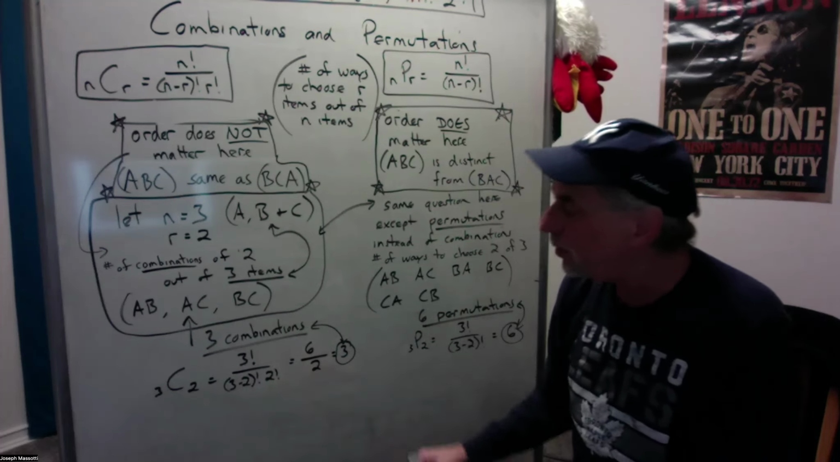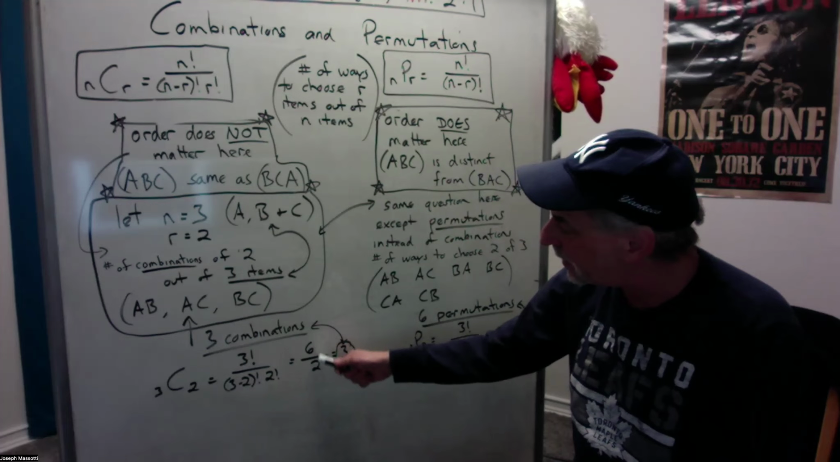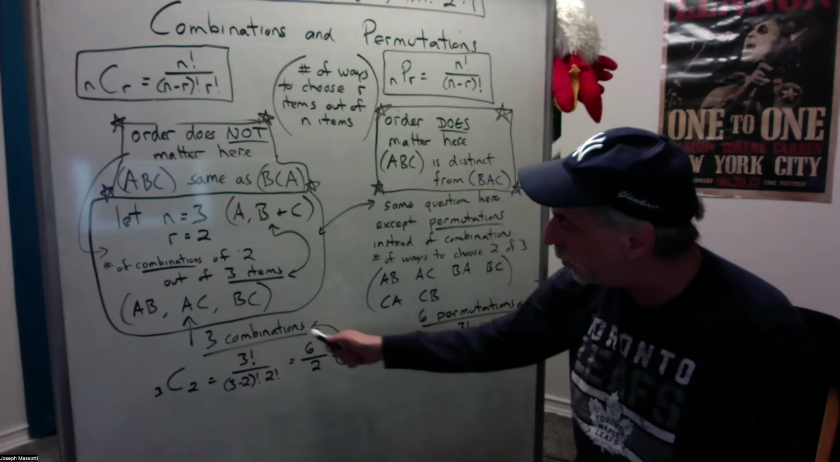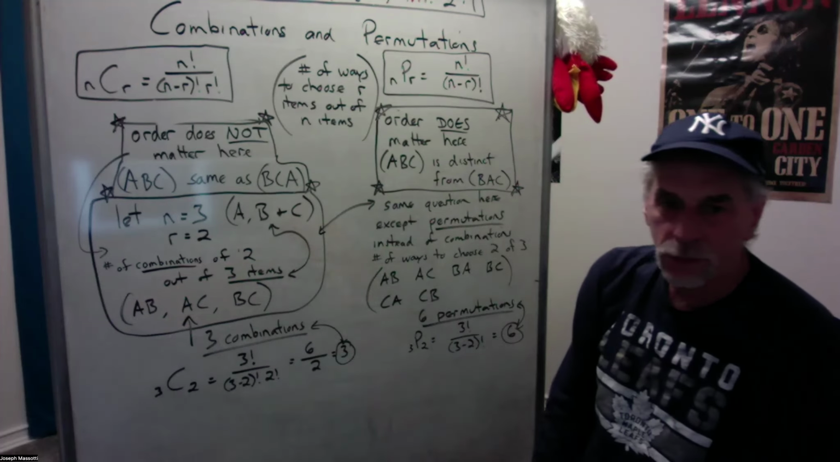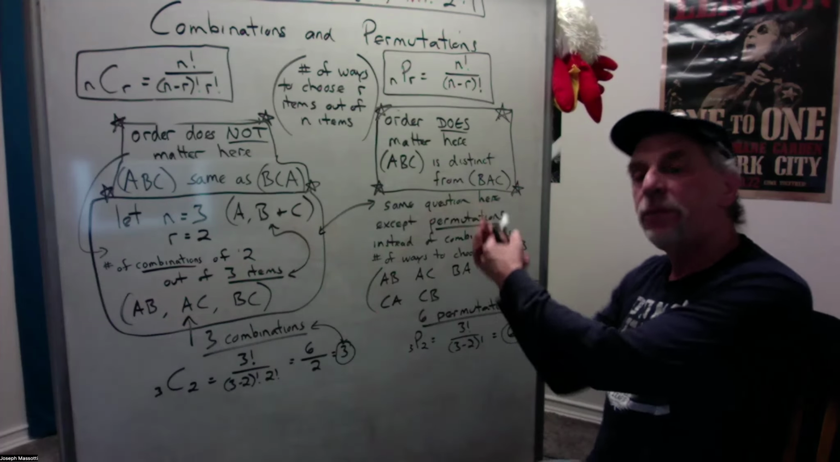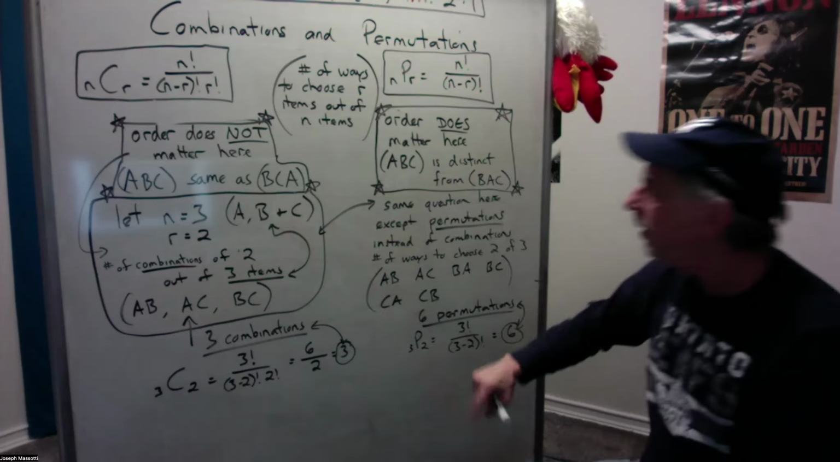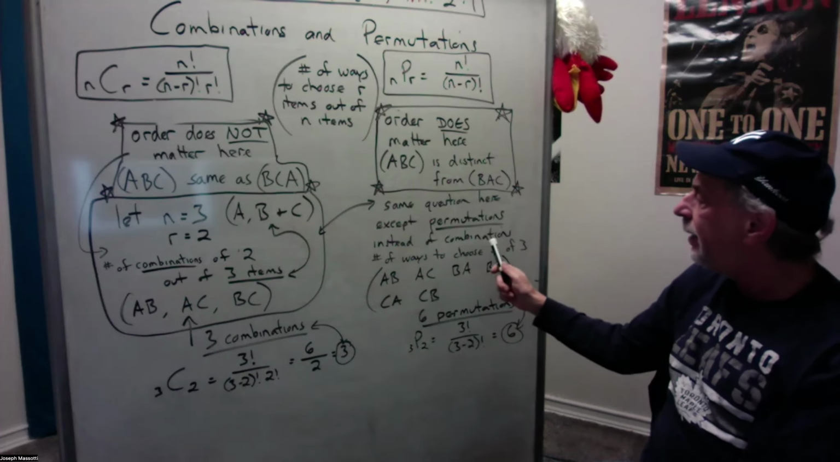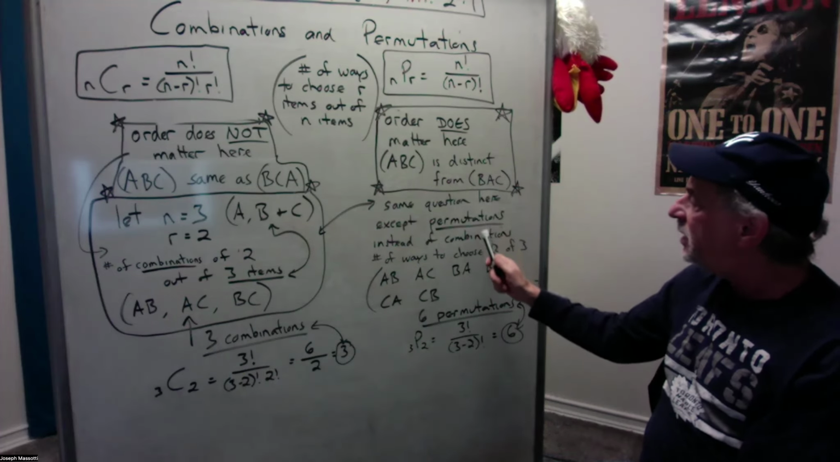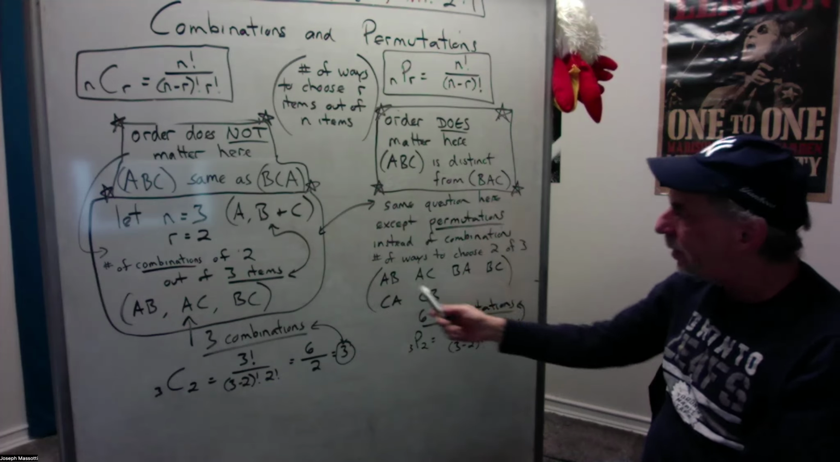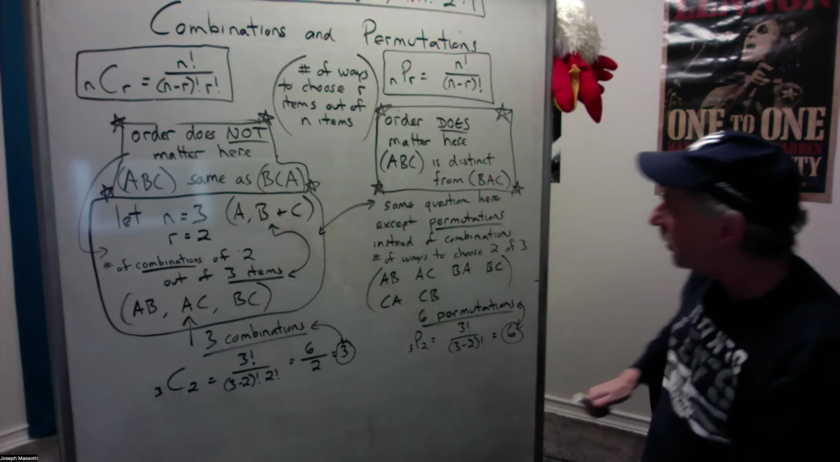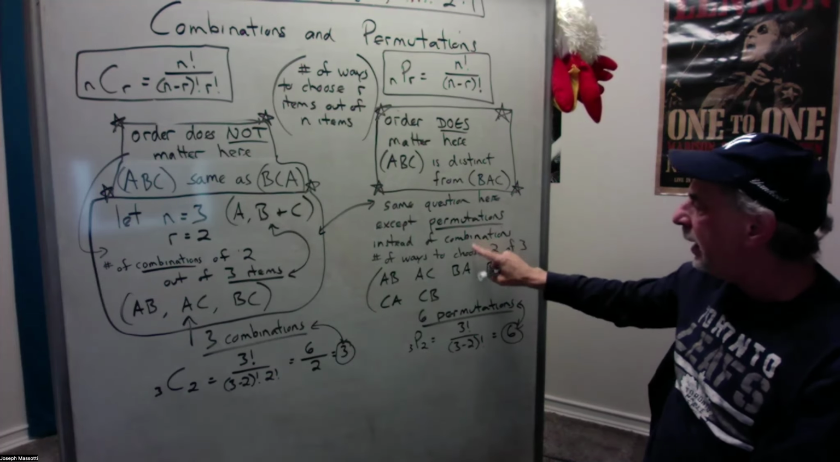And 2 factorial is 2 times 1. So we get 6 over 2, showing that we do indeed get 3 combinations of 2 items out of those 3 items. But if we look at permutations instead with the same number, how many ways can we permute 2 out of 3 of those same 3 items instead of combinations?